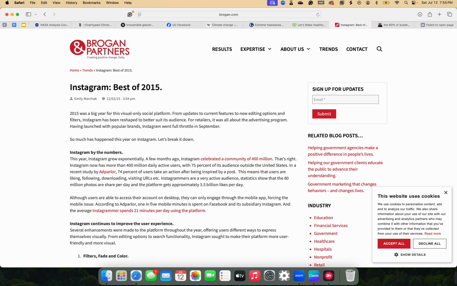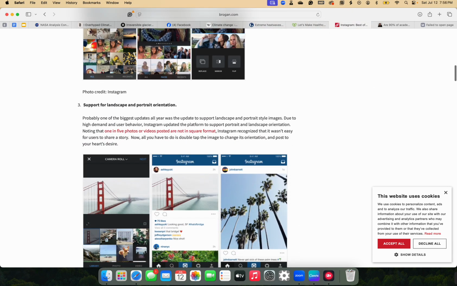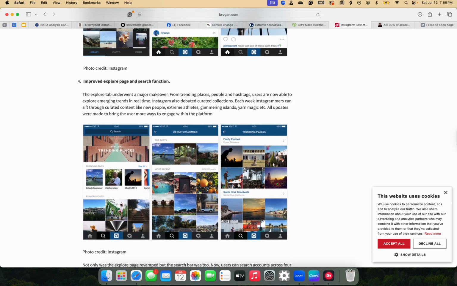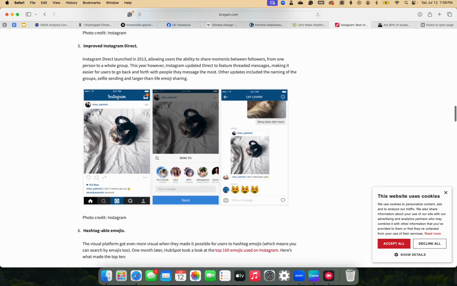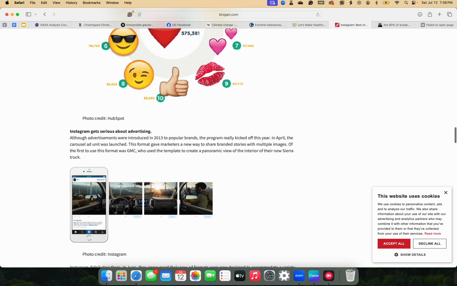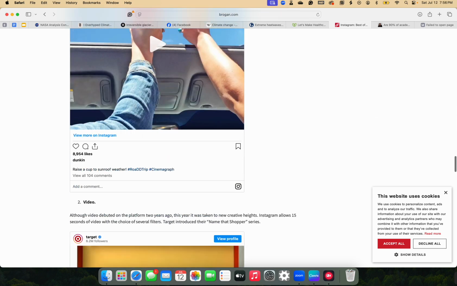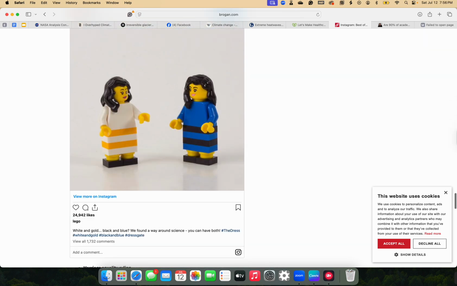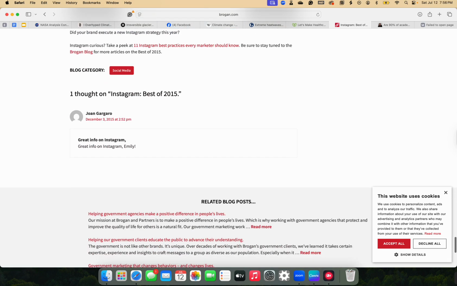It talks about Instagram by the numbers, filters and fade color, layout on Instagram, support for landscape and portrait orientation, improved explore page and search function, improved Instagram direct, hashtag able emojis, Instagram gets serious about advertising, cinema graph, video, real-time marketing, and so much more.